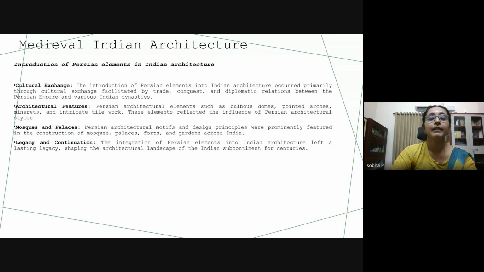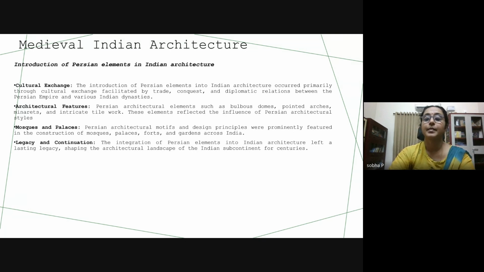So, in medieval Indian architecture, there was the introduction of Persian elements in Indian architecture that actually occurred through cultural exchange, through trade and diplomatic relations between the Persians as well as the Indian dynasties. The architectural features, as we said, like most of the Islamic elements, such as domes, arches, minarets, etc., actually reflected the influence of the Persian architectural styles also.